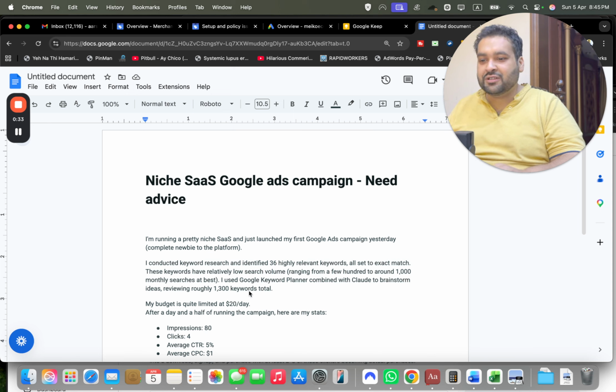Okay, these keywords have relatively low search volume, understood, because you are targeting on exact match, ranging from a few hundred to around 1000 monthly searches at best. Okay, I used Google Keyword Planner combined with Claude to brainstorm ideas, reviewing roughly 1300 keywords total. Okay, my budget is quite limited at $20 per day. Okay, yeah, it's limited. $20 is limited. After a day and a half of running the campaign, here are my stats.